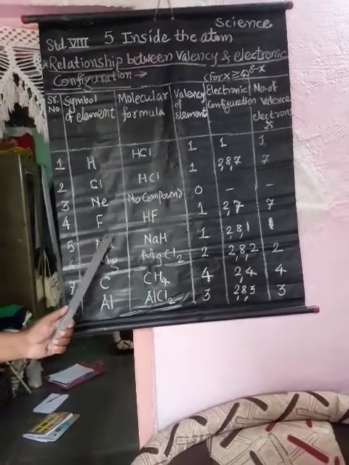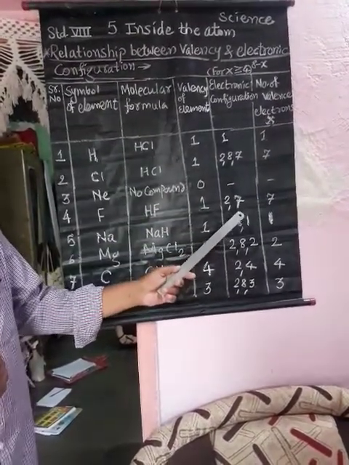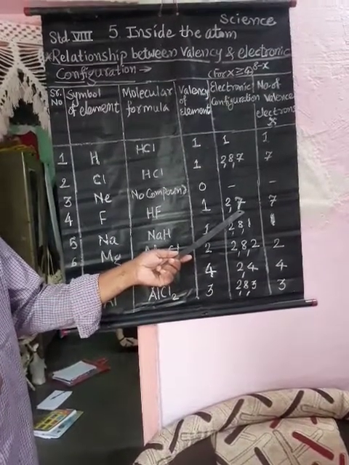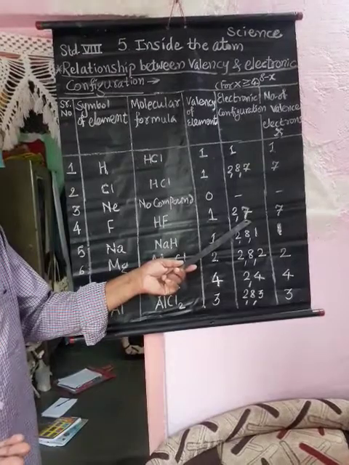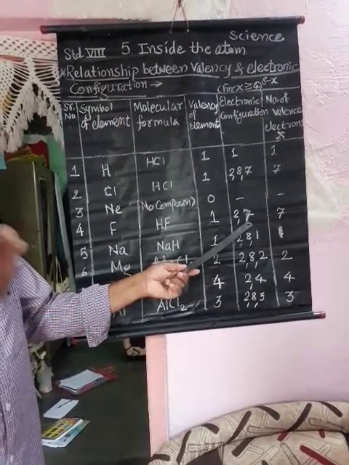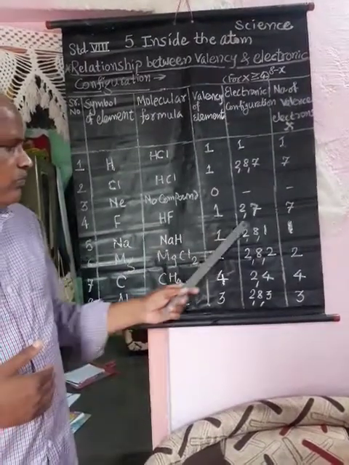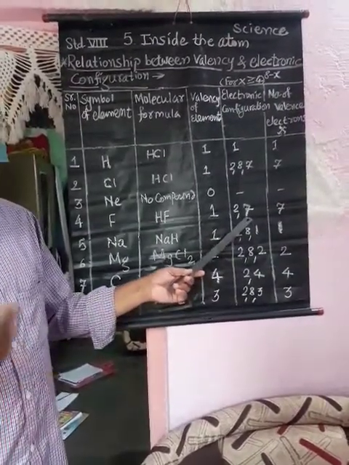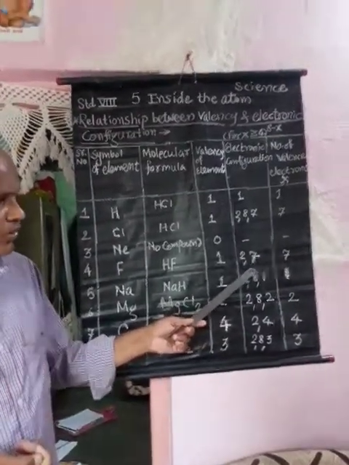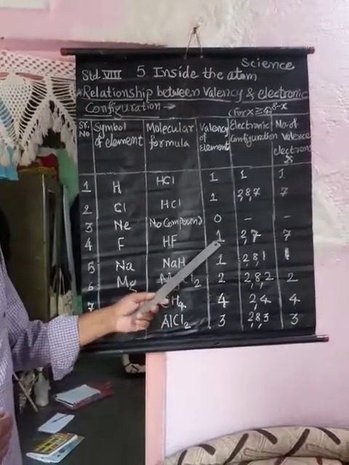So fluorine has atomic number 9, electronic configuration 2, 7. Here the valence shell, the outermost shell, has 7 electrons. To produce an octet, 1 electron is needed. Instead of giving away 7 electrons, the fluorine atom chooses the easiest way: it takes 1 electron into the outermost orbit and becomes stable. That's why the valency of fluorine is 1.